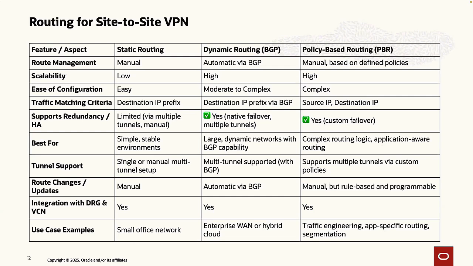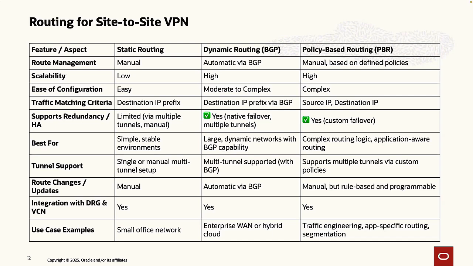Next, moving on to policy-based routing. When you set up the IPSec connection to the DRG, you specify the particular routes to the on-prem network that you want the VCN to know about. You also must configure the CPE device with static routes to the VCN subnets.